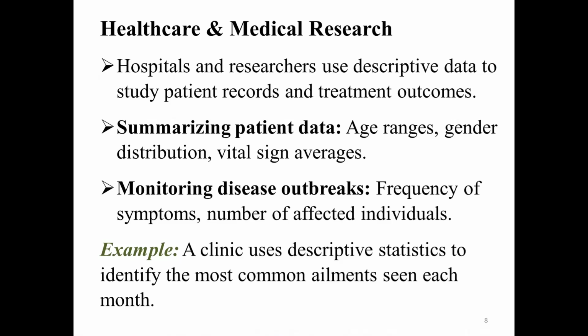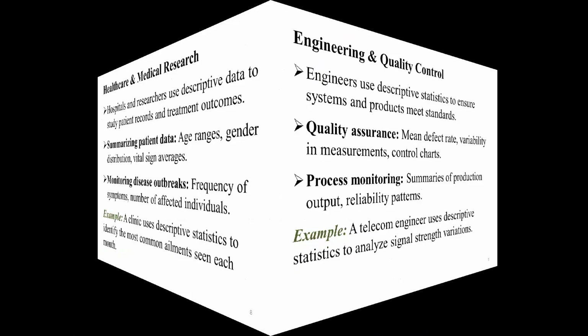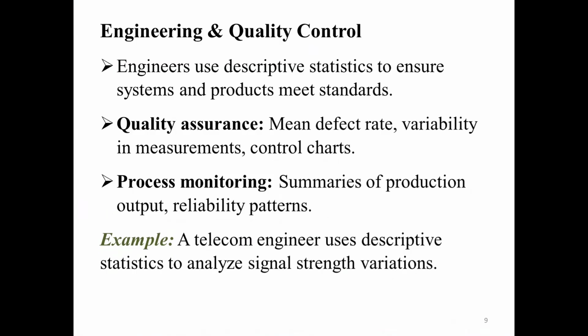Example, a clinic uses descriptive statistics to identify the most common ailments seen each month. Descriptive statistics is also very essential in engineering and in quality control. For instance, engineers use descriptive statistics to ensure systems and products meet required standards. It helps them in quality assurance by finding mean defect rates, variability in measurements, and in control charts.